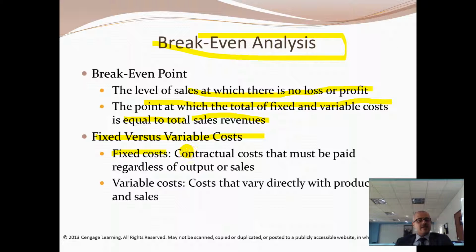Fixed cost is the contractual cost that must be paid regardless of output or sale, just like the mixer machine and the decoration of the store. And the variable cost is how much it will cost you for the material directly related to the production and sales. So how much each glass of lemon juice will actually cost you. If you make one glass, it will cost you $4. This $4 is the variable cost per unit.